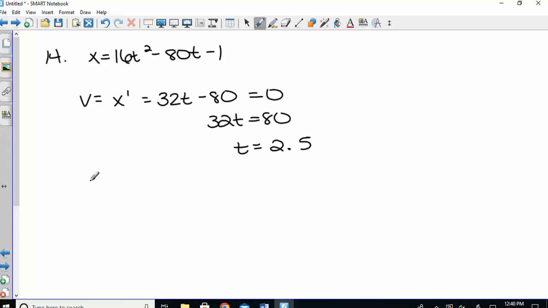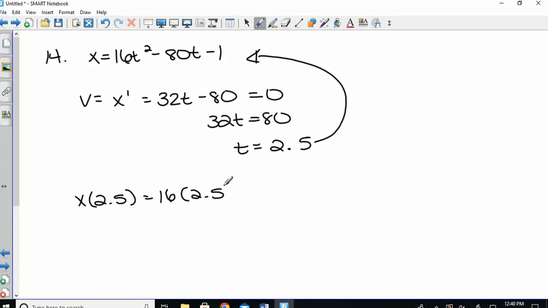Okay, and then we're going to put your chair down. And then it asks for the position there. So you have to plug 2.5 into your position equation. And if you do that, you should get negative 101.